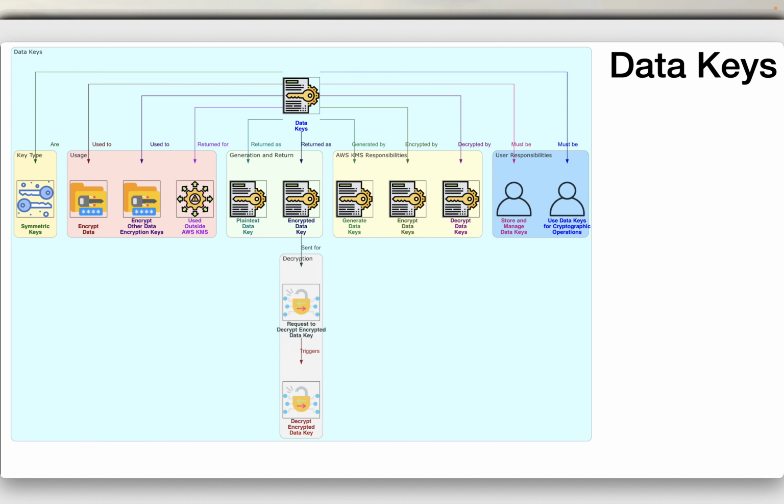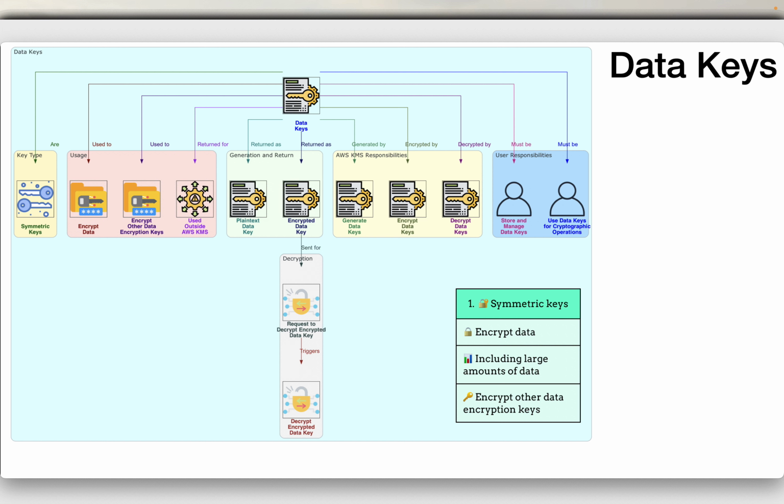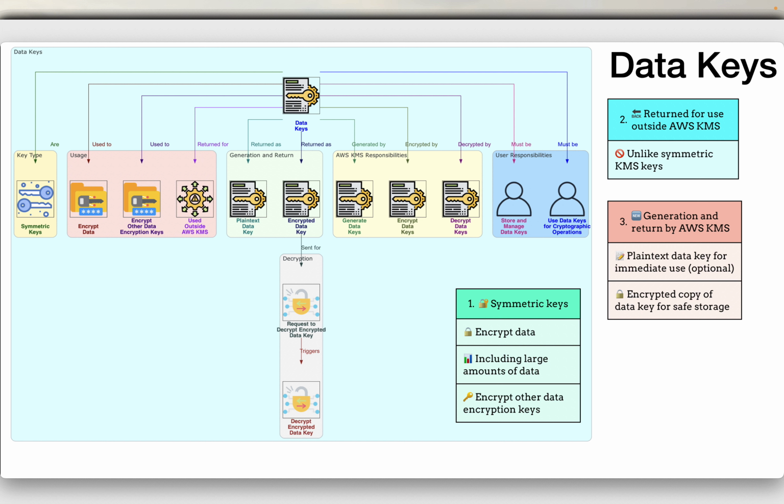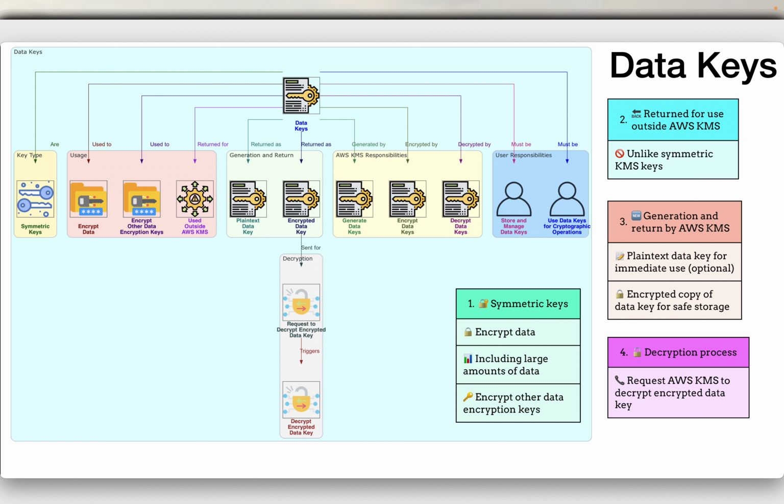Okay, next we'll see data keys. So data keys are symmetric keys you can use to encrypt data, including large amounts of data and other data encryption keys. Unlike symmetric KMS keys, which cannot be downloaded, data keys are returned to you for use outside of AWS KMS. When AWS KMS generates data keys, it returns a plain text data key for immediate use, which is optional, and an encrypted copy of the data key that you can safely store with the data. When you are ready to decrypt the data, you first ask AWS KMS to decrypt the encrypted data key.